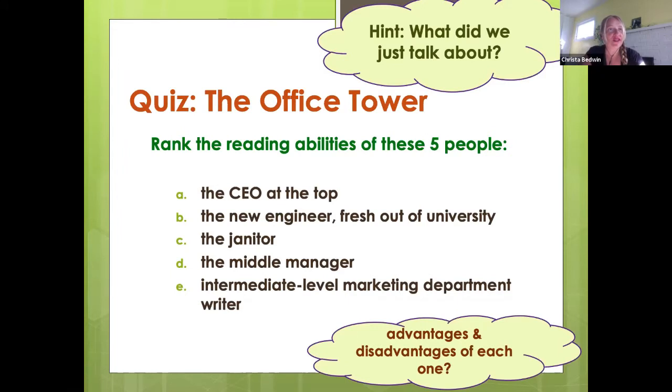The new engineer, fresh out of university, is really good at reading university papers, but might not be the best at reading industry papers because they don't yet have the habit of reading the industry paper. The middle manager or the intermediate level marketing person has become specialized in their type of reading. So the marketing person can probably read marketing stuff really quick. They can read the research that they need to find very fast because they have that habit. They can write things very fast.